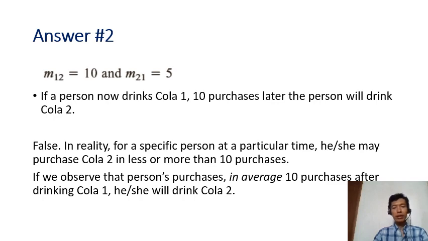What you can say is that after you observe that person's purchases over a large number of purchases, you can say that on average, 10 purchases after drinking Cola 1, he or she will drink Cola 2. So it is only about the average. You cannot say exactly that this time he's drinking Cola 2 and then in the next 10 purchases he must be drinking Cola 1. That's the end of this video, and in the next one we are going to talk about another chain that is not ergodic, which is called an absorbing chain.